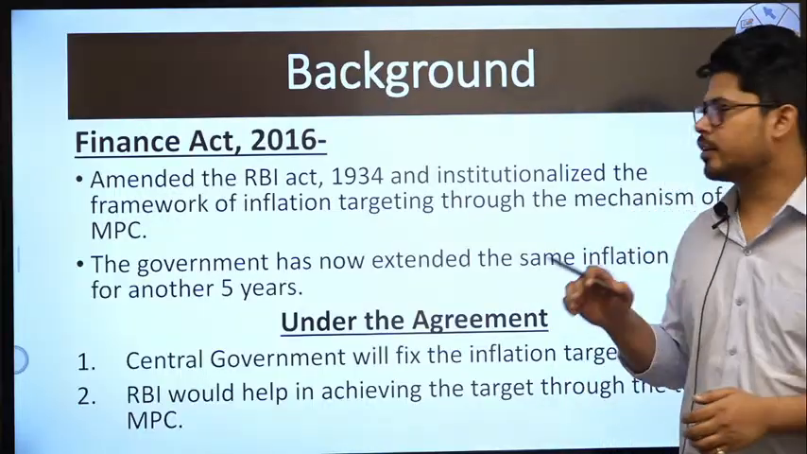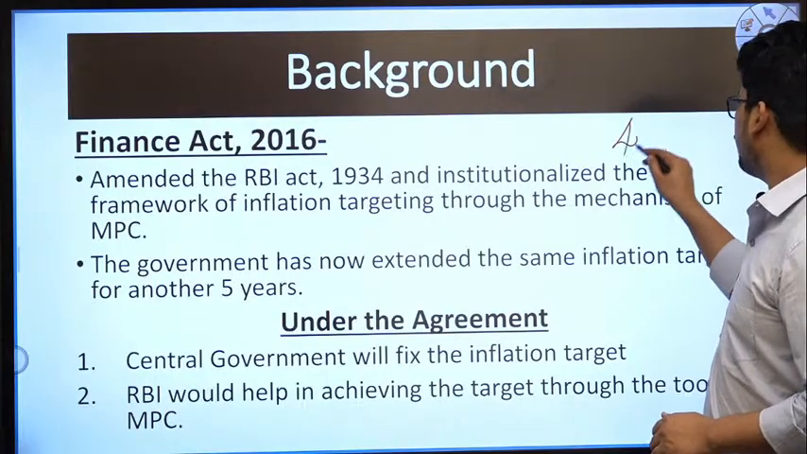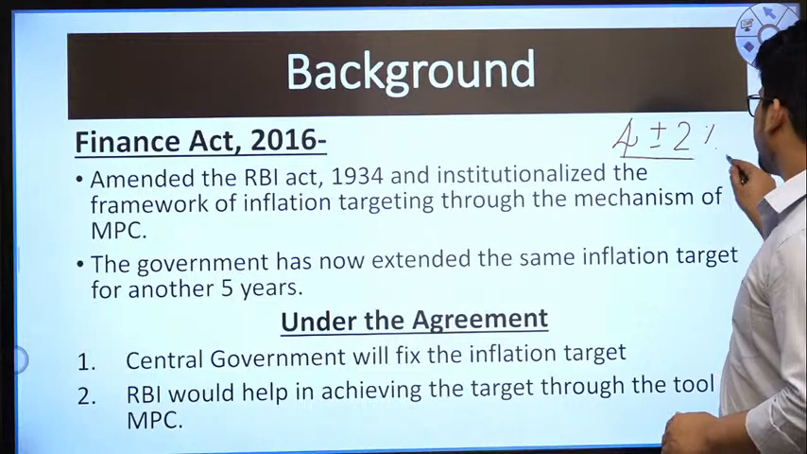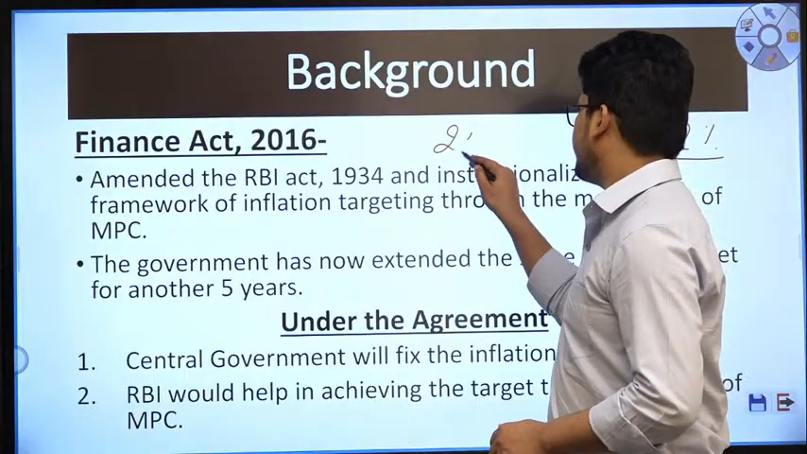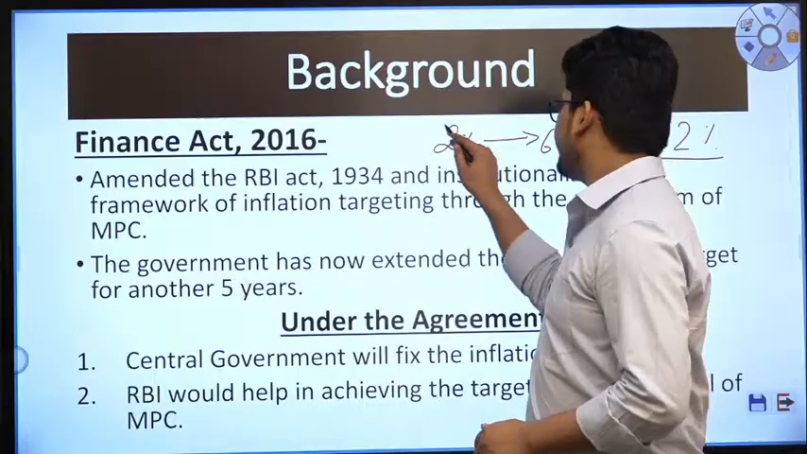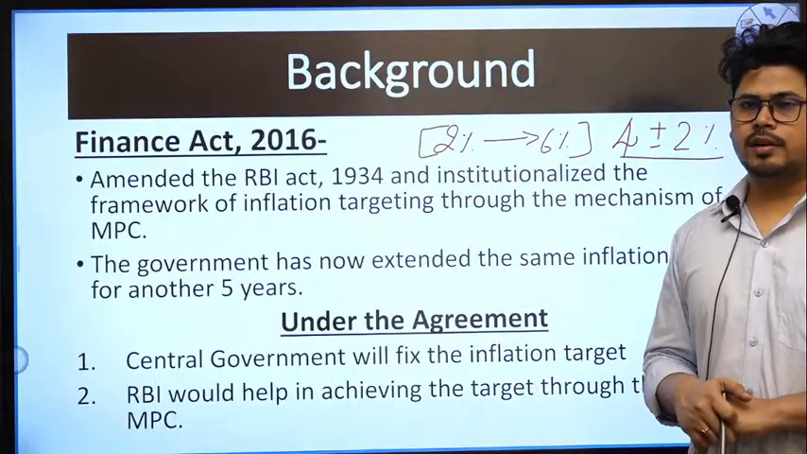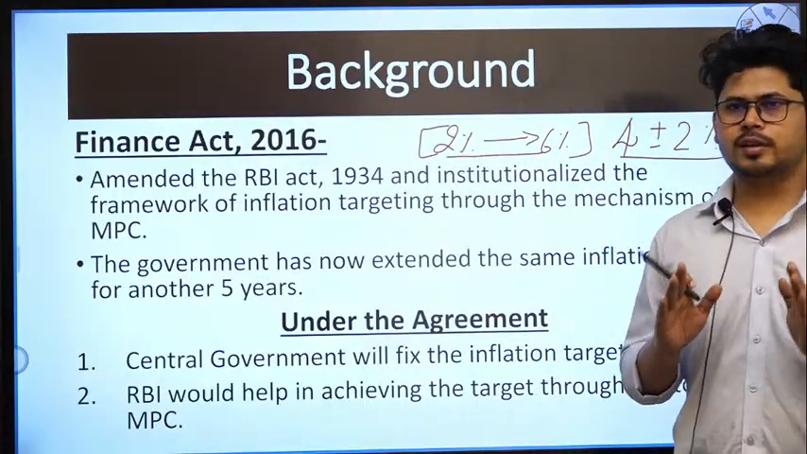And that target was set around 4 plus minus 2%. Inflation target was 4 plus minus 2%. मतलब 2% से लेके 6% को आरबीआई गवर्नमेंट ने कंसिडर किया स्टेबल एंड नॉन इन्फ्लेशनरी इन्फ्लेशन. ठीक है, मतलब 2% से 6% के बीच में इन्फ्लेशन के बैंड को रखना है.